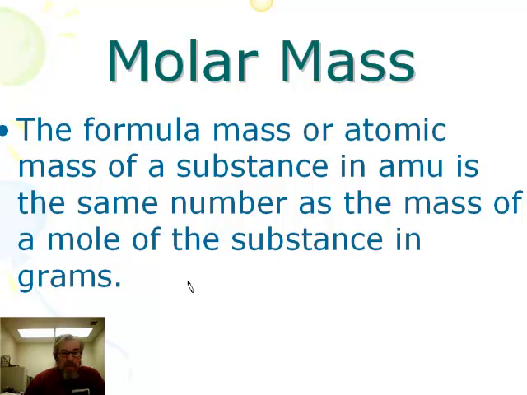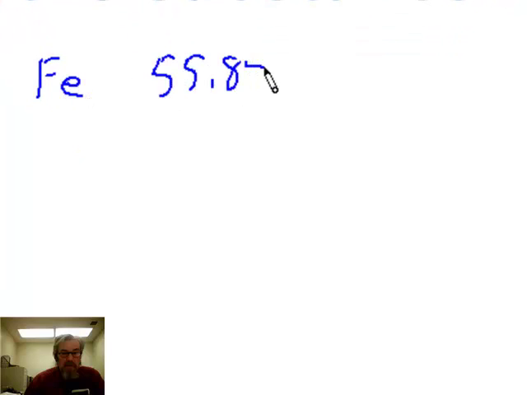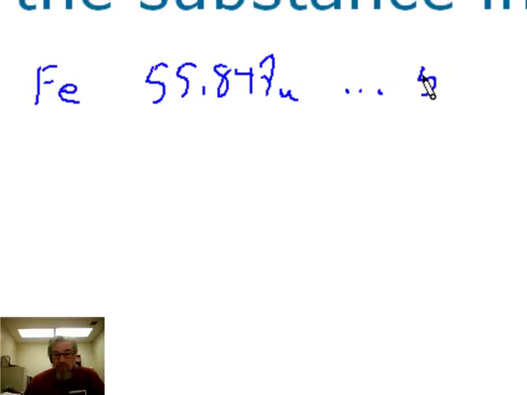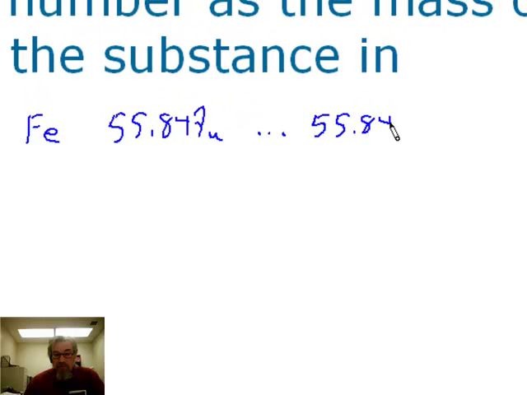So for example, if I look up iron in the periodic table, I find out that iron has an atomic weight of 55.847 atomic mass units. That's what one atom of iron weighs. However, that number means something else. It's 55.847 grams for every 1 mole of iron. Same number, but it has two different uses with two different units.